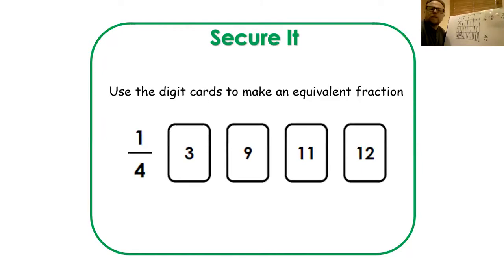Next one might be a little trickier. You're looking for 2 numbers that show a quarter. Think it. Have a go. Pause it. What did you come up with? Yeah, 1 is a quarter of 4, and 3 is a quarter of 12. Correct. 3/12.